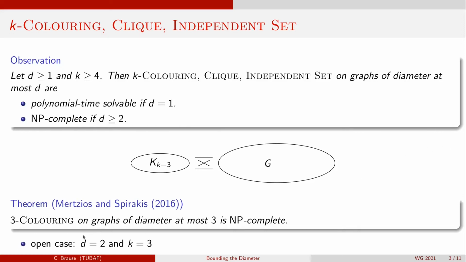As there's an open case for the k-coloring problem, we ask ourselves what happens if we consider variants of coloring problems. Are there some variants for which this open case is polynomial time solvable? And indeed, there are some variants.